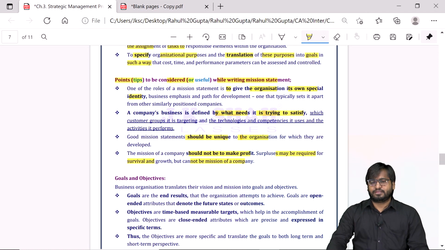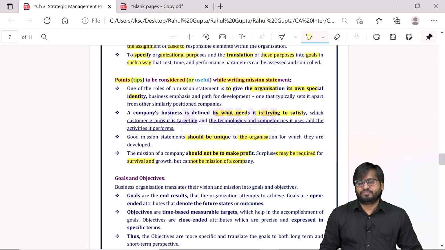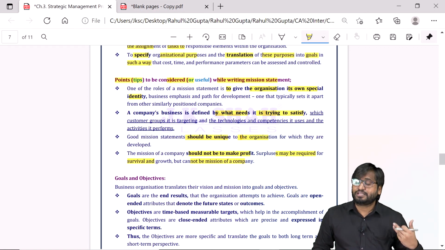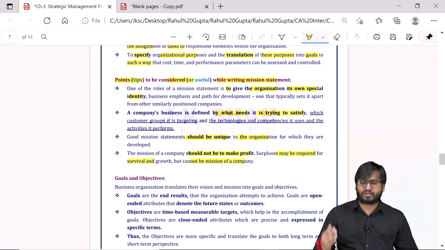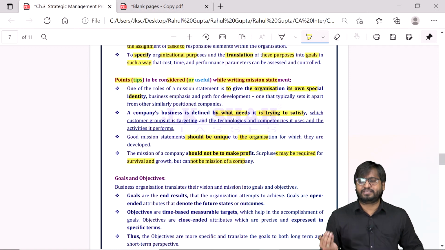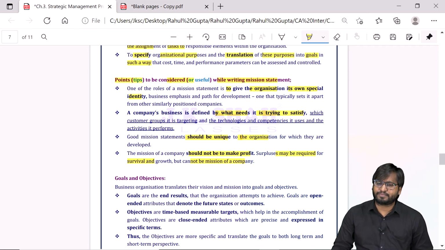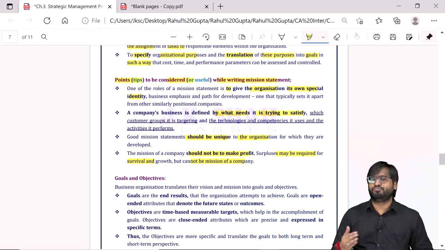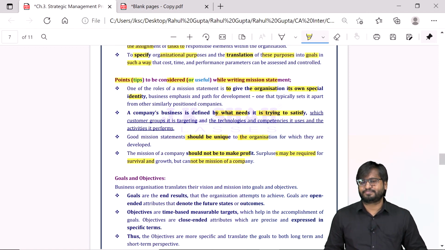So here we will have 3 questions. Number 1, write a short note on mission statement. You'll have to write everything. Number 2, define mission statement and state the tips that you will consider while writing the mission statement. Why do organizations have a mission? This is the third question.